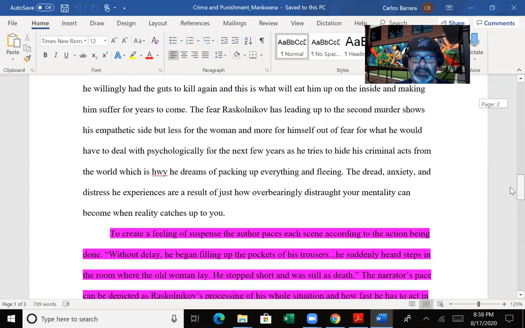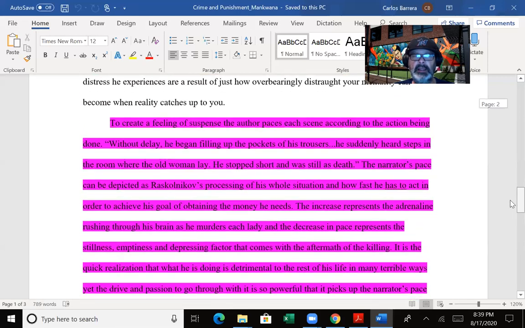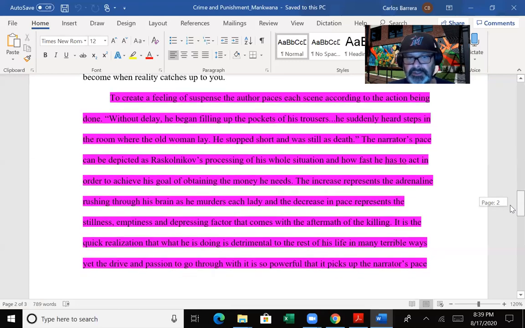And more specifically, in this section here, which I put in a fuchsia color, the student writer writes about the tension that is found in a passage. To create a feeling of suspense, the author paces each scene according to the action being done. And so there's the tension that happens before a murder is committed. And it's done in a significant way. So this writer earns the sophistication point for analyzing the tension in a passage.